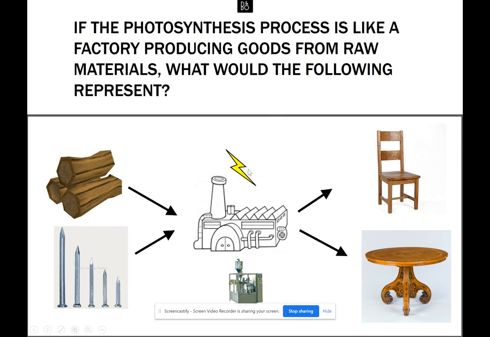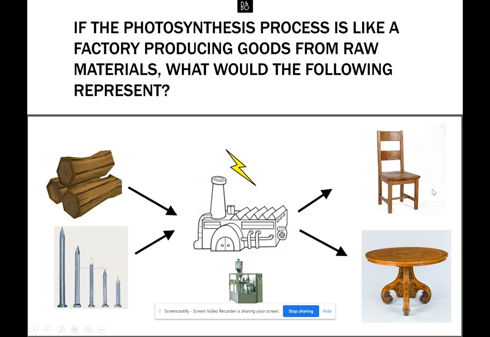First question. I give you this example of a factory. It is responsible for making our chairs and our tables. If we compare this factory to photosynthesis, what would the following represent? The wood, what do you think the wood represents? The nail, the factory, the generator, the electricity source, the chair and the table. What do all these represent if I compare them to the photosynthesis process?